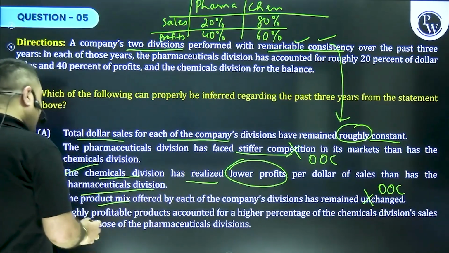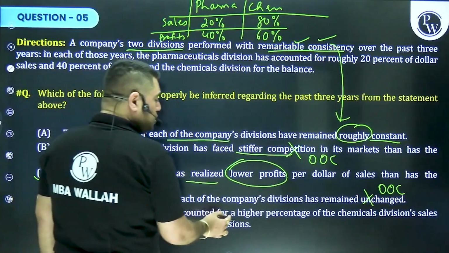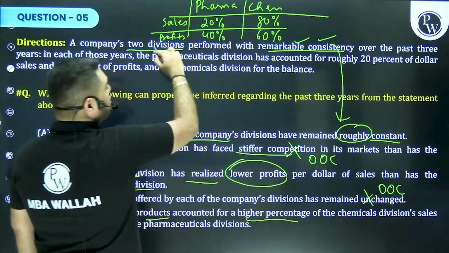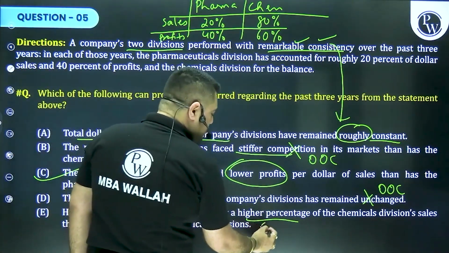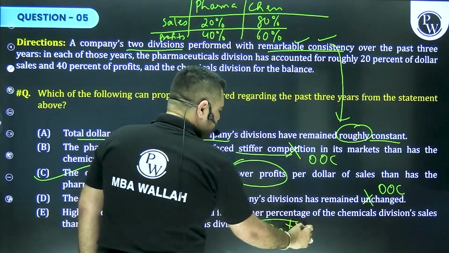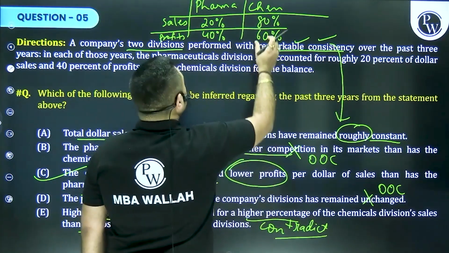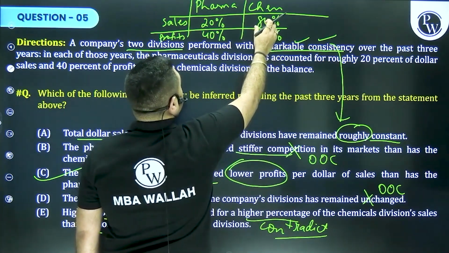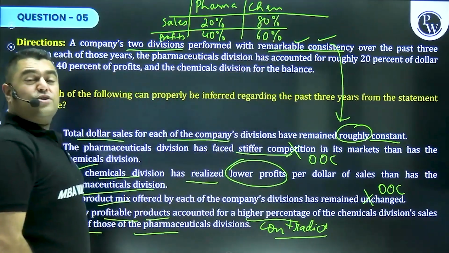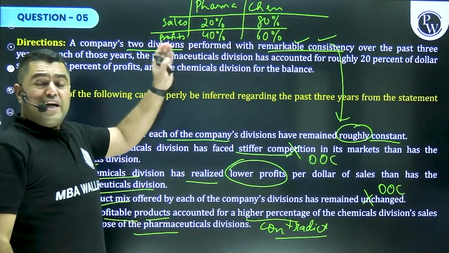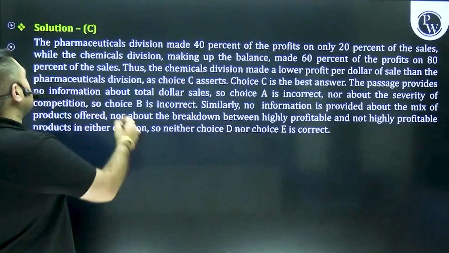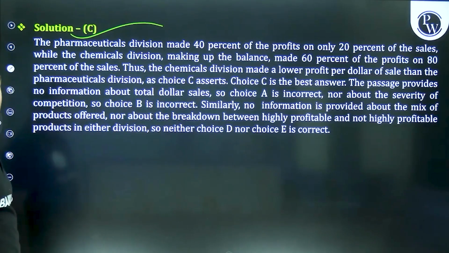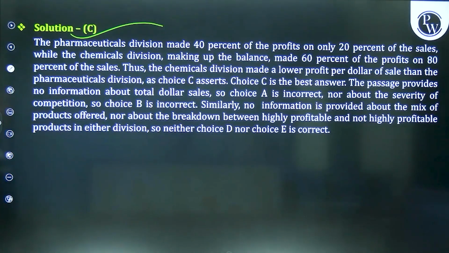Wrong. "Highly profitable products accounted for a higher percentage of chemicals division sales than of pharmaceutical sales." Honestly, this option is contradictory. We don't know whether these sales generated more profits or not, and it also contradicts the fact that chemicals generated lesser profits than pharma. The correct answer is option C. That was the easiest one. Did we understand? Please read the answer explanation once.